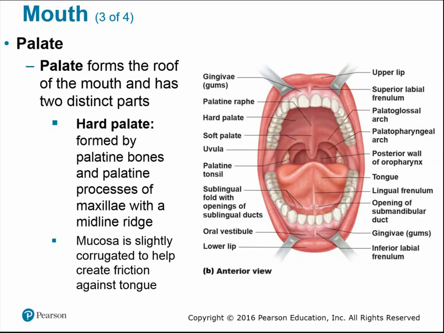So looking at the palate, which is going to form the roof of the mouth. So there's two parts to the palate. The first being the hard palate. So this is formed by the palatine bones and the palatine processes of the maxilla. So it's going to form this kind of bony ridge or slightly corrugated surface, so we can increase the friction. So when we're chewing food and our tongue is trying to form the food into a ball or a bolus, we can rub it against these ridges in the roof of the mouth to help break it down further.